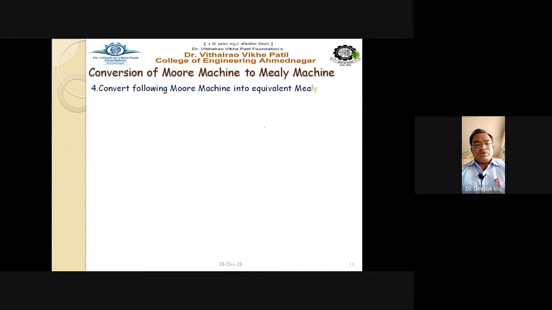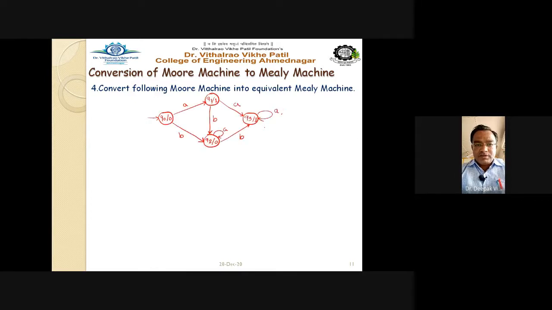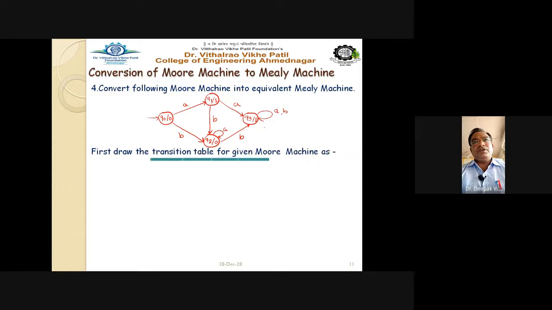Let us see one more example. Convert the following Moore machine into equivalent Mealy machine. Now the transition diagram is given here. In the examples we have seen so far, transition tables were given and we drew the transition diagram. But now the transition diagram is given. So first we draw the transition table for the given Moore machine.